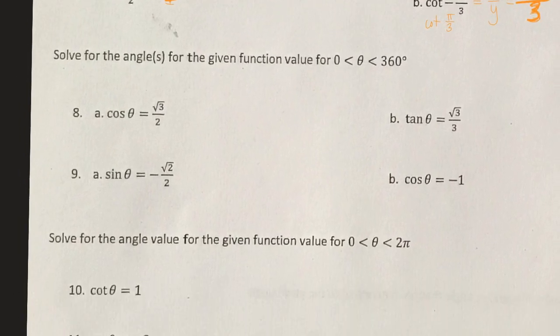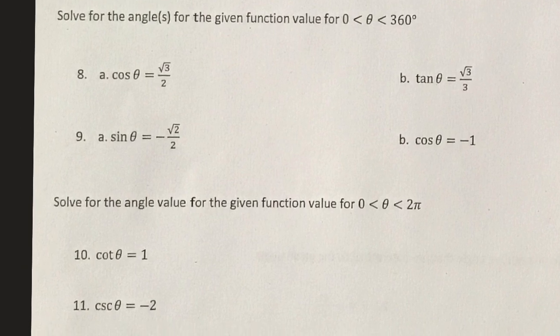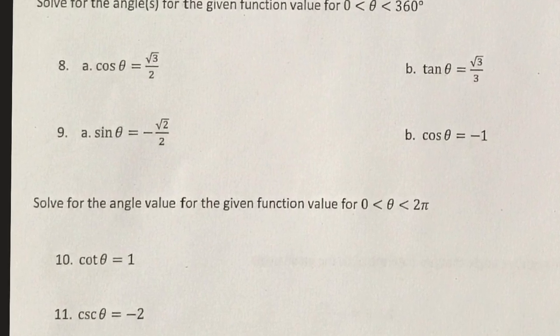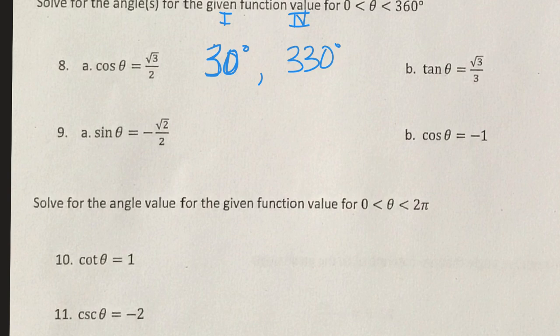Okay, so these next couple of questions want you to find the angles. At what angle is the cosine √3/2? Okay, so think about the x coordinates. This happens at 30 degrees. At 30 degrees, the cosine is √3/2. And that is in the first quadrant, so this is the first quadrant angle. It also happens in the fourth quadrant. The cosine is positive in the fourth quadrant, and that happens at 330 degrees.